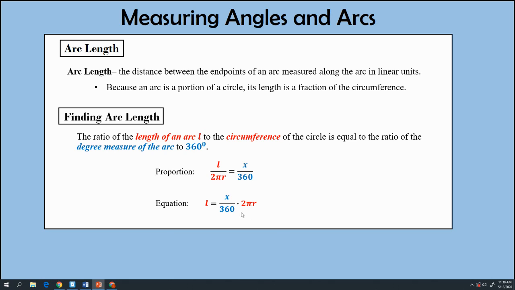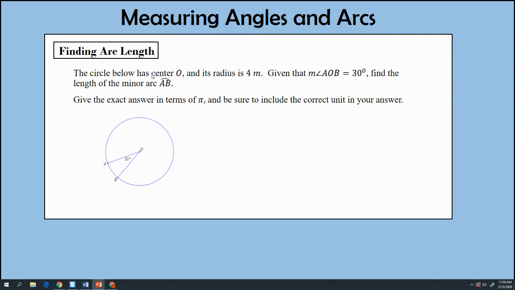And just to talk a little bit more about it, this is the central angle over 360. So that's the percent. If you think about it, the central angle over 360 is a percent of the circle that you want to find the arc length of, and this is the entire circle. So it's the percent of the circle times the actual circumference all the way around. Okay, let's take a look at some of these.